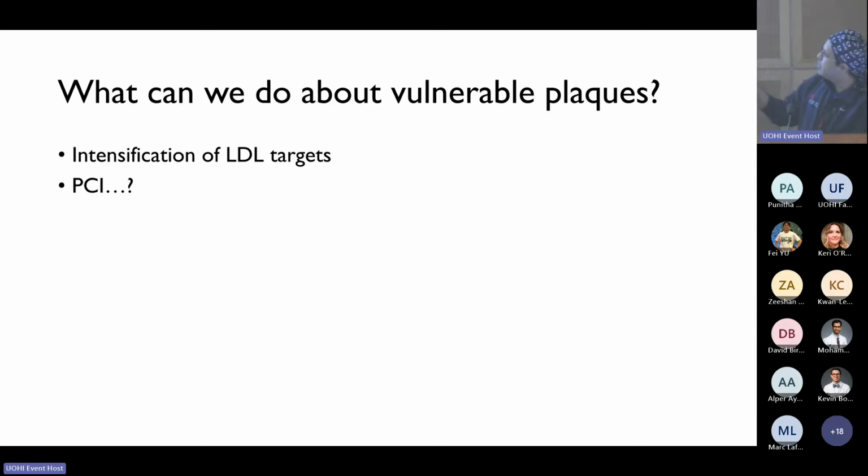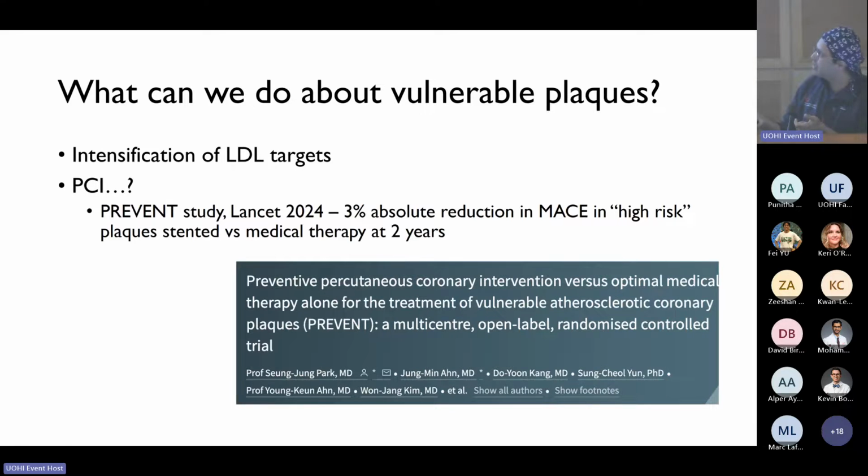More recently, there's been some discussion about whether PCI actually helps these patients. I must rush to add, those studies don't exist. This is not in the guidelines. PCI to passivate, to try and stabilize plaque, is entirely theoretical. There has been one study that's looked at that. The PREVENT study came out just a couple of months ago in the Lancet. I urge everyone who's interested in this area to take a look at it because it's fascinating.